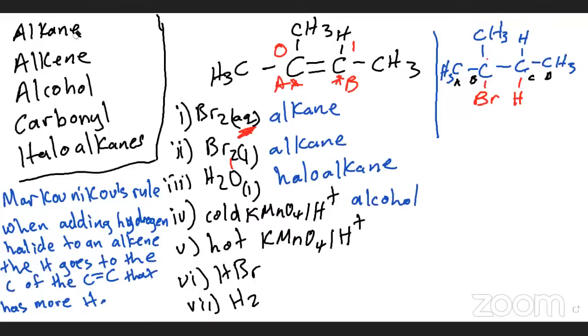Okay, so let's do 7 now. So you add a hydrogen to each of the carbons. That is correct. So for these, all you need to remember is all the reagents and the products that will form as a result. All right. I'm going to clear the board now and do number 5.